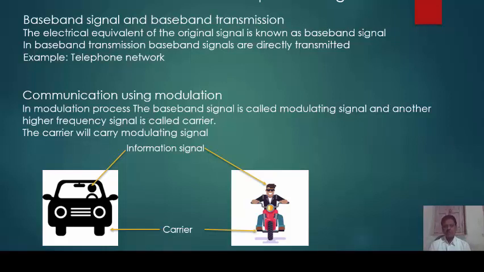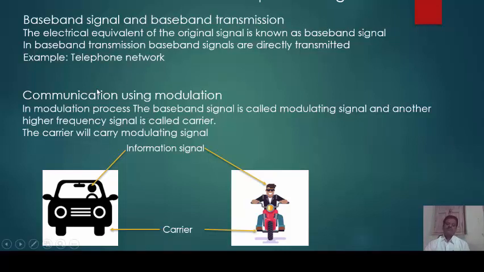An example of that is the telephone network. In the telephone network, we only convert the sound signal into its electrical equivalent signal, and that is transmitted, put on the electrical wire, that is the cable, and then it can be transmitted from one place to another place. That example is the telephone. So this is the baseband signal and baseband transmission.